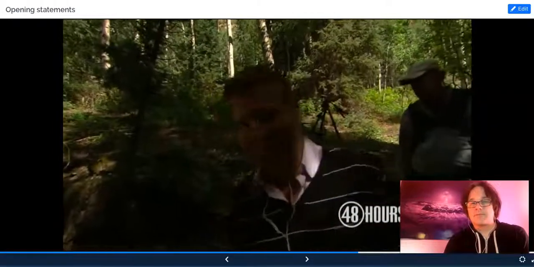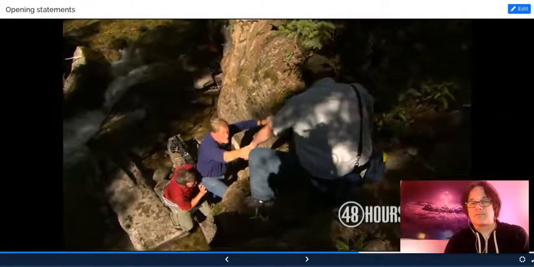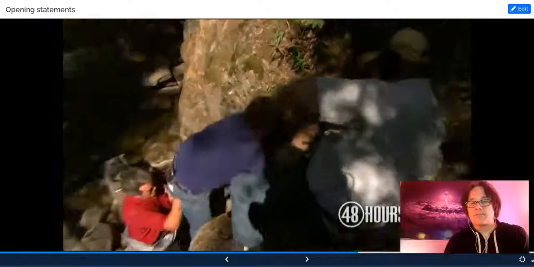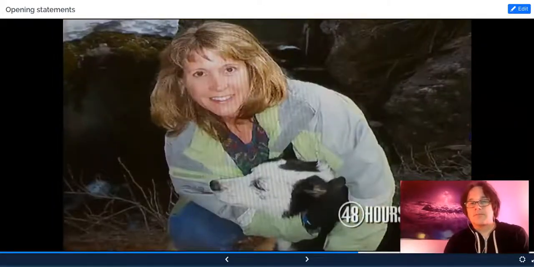Where'd you put your foot to get to this? We did some climbing of our own. He goes up and you can help him up. Yeah. The steep and rocky terrain was at times a challenge for me and my 48 Hours team.